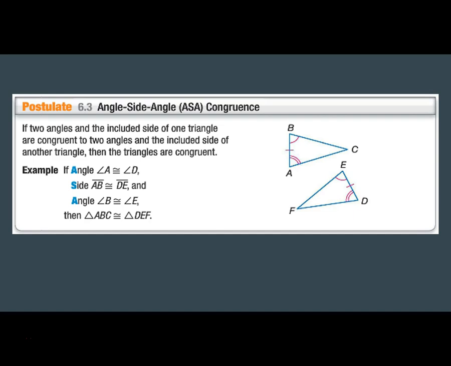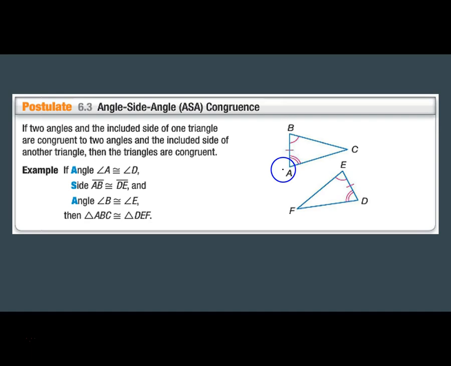Alright, let's go over our first postulate. Angle side angle, also known as ASA, congruence. If two angles and the included side of one triangle are congruent to two angles and the included side of another triangle, then these two triangles are congruent.